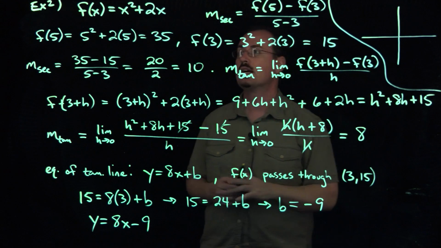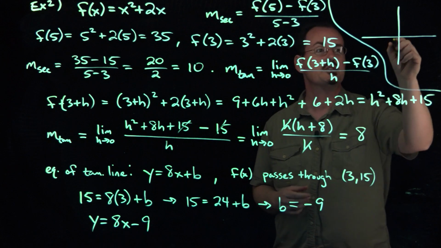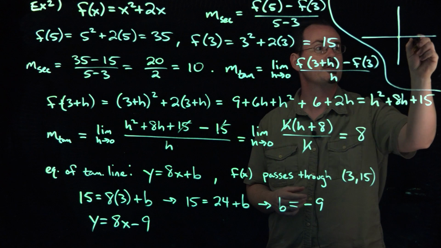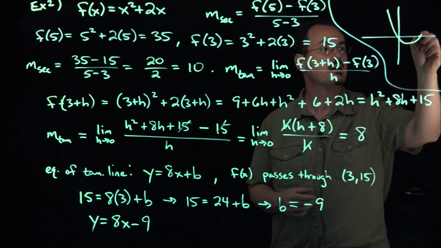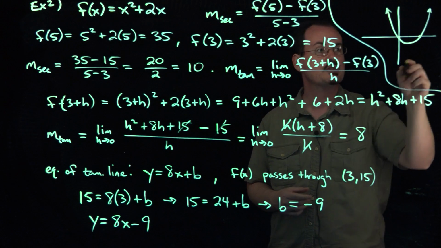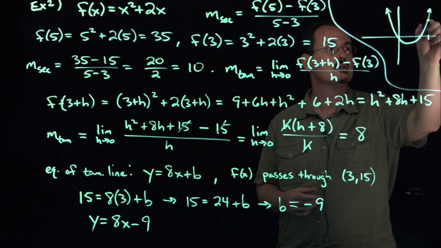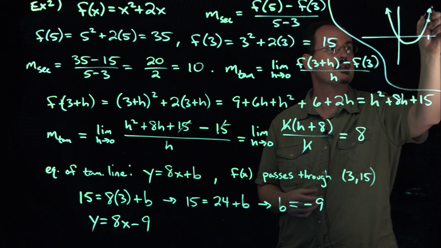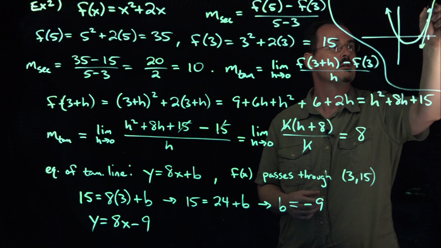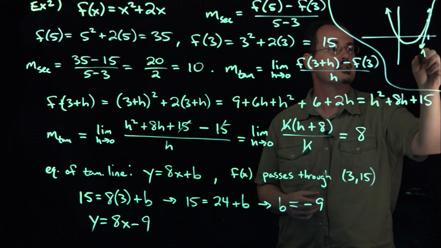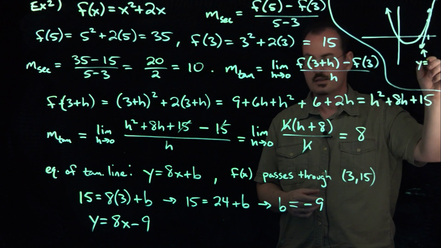Okay, so there's the xy axis. This is a parabola opening up. It's got a couple of x-intercepts, one at 0 and one at 2. So maybe here and here. Parabola's opening up. And so what we just found was the slope of the tangent line at 3. So maybe 3 is like right here. So if I were to try to draw a tangent line right here, the equation of that tangent line would be y is equal to 8x minus 9.